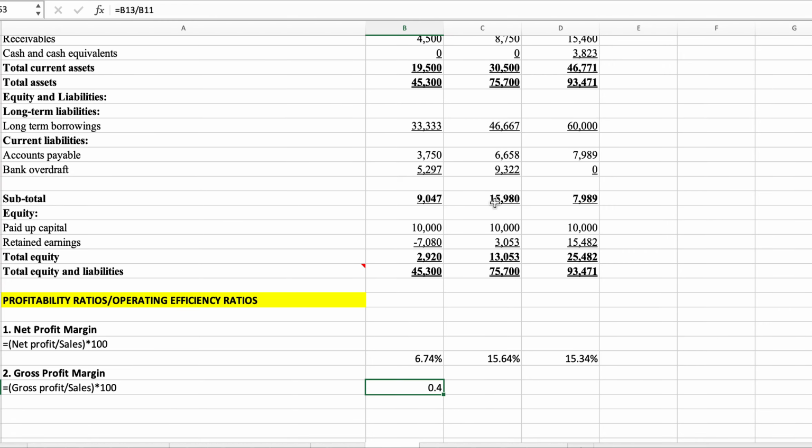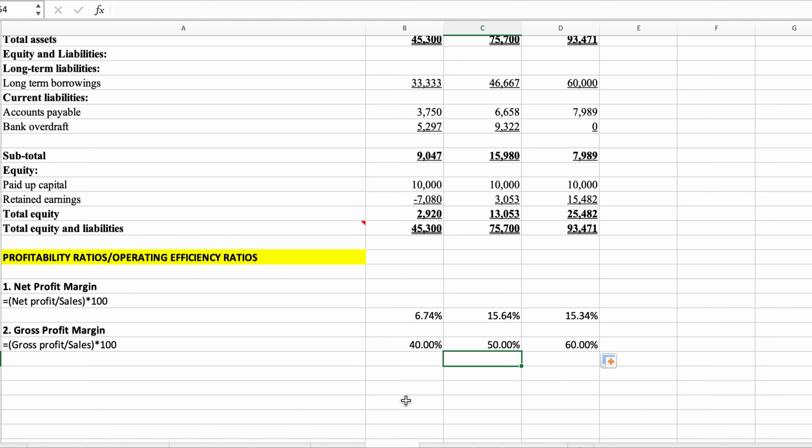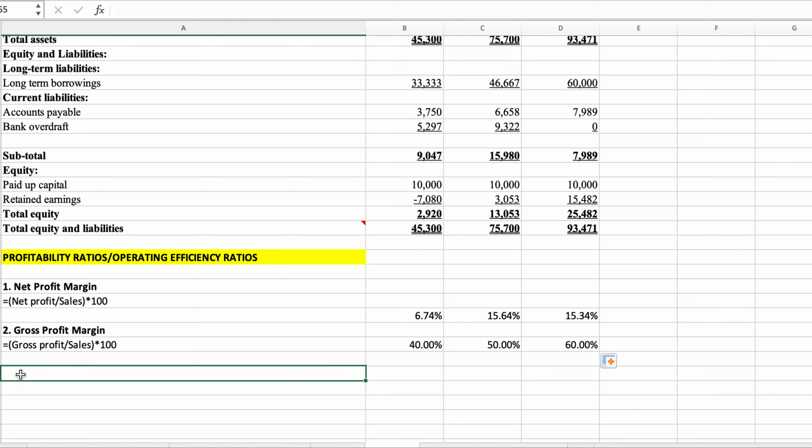So you multiply by 100 if you're using a calculator, but for Excel you will just click the percentage icon, and then I will round off to 2 decimal places. Okay, that's it. The same applies to the other 2 years, so I'll just drag it. Okay, let us move to the next ratio, friends. I hope you are following.